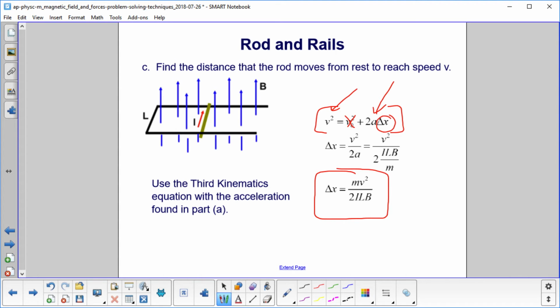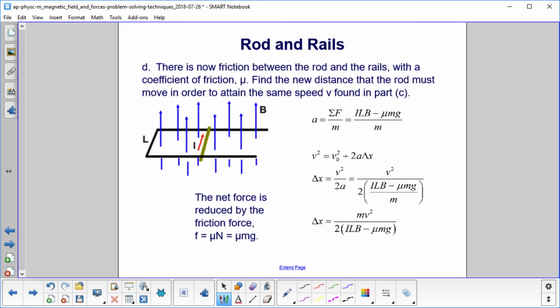mv squared over 2ILB. There is now friction between the rod and the rails with the coefficient of friction mu. Find the new distance that the rod must move in order to attain the same speed v. You imagine it'll be a greater distance. Why? Because you now have a force acting against you.